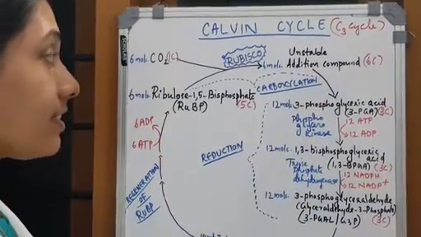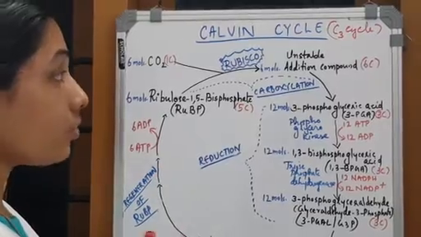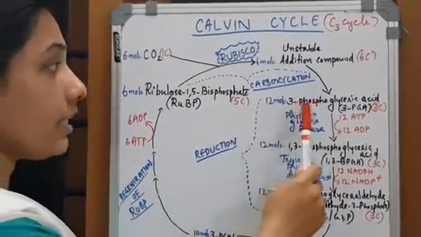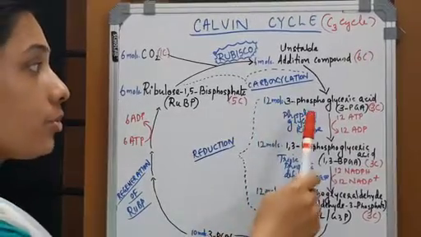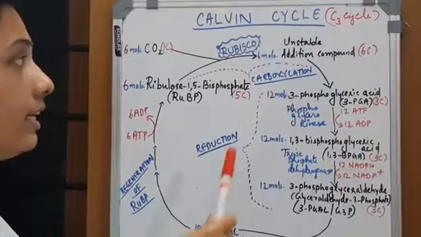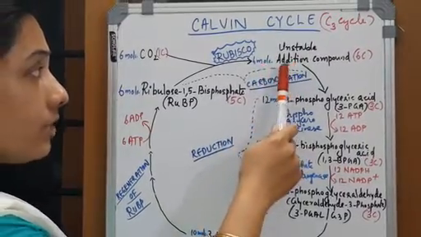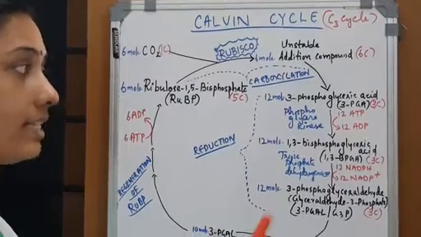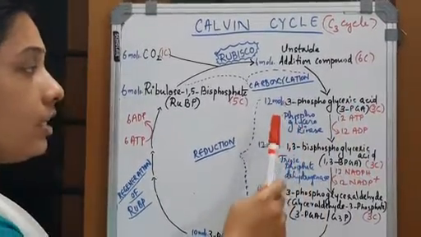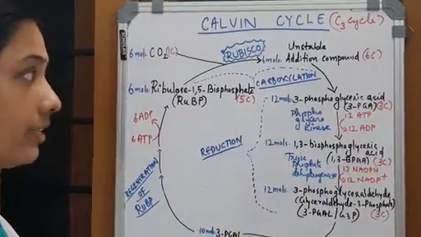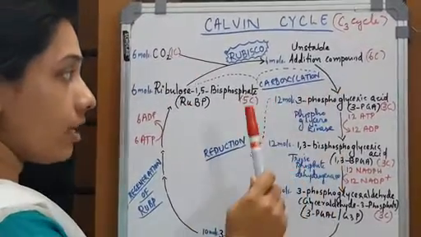Because of its unstable nature, it soon dissociates into 2, 3-carbon compounds, which is 3-phosphoglyceric acid. 3-phosphoglyceric acid is the first stable compound of the Calvin cycle. So here from 6 molecules of unstable addition compound, 12 molecules of 3-phosphoglyceric acid or 3-PGA are formed. So this 3-phosphoglyceric acid is the product of carboxylation. So the first phase is now over.